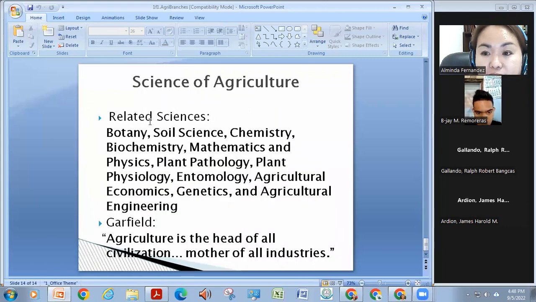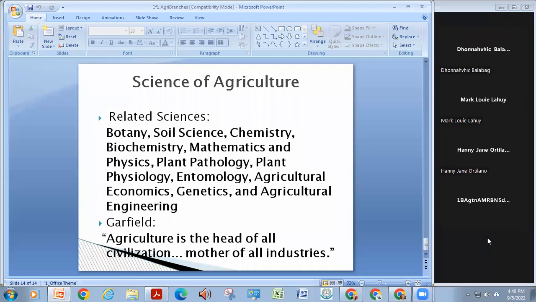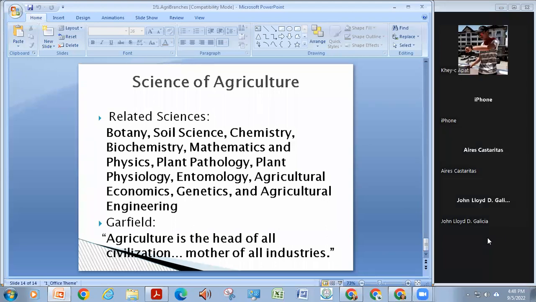And the science of agriculture is also related to the sciences of botany, soil science, chemistry, biochemistry, mathematics, physics, plant pathology, plant physiology, entomology, agri-economics, genetics, and agri-engineering. According to Garfield, what did he say? What did he say, Iris? John Lloyd.